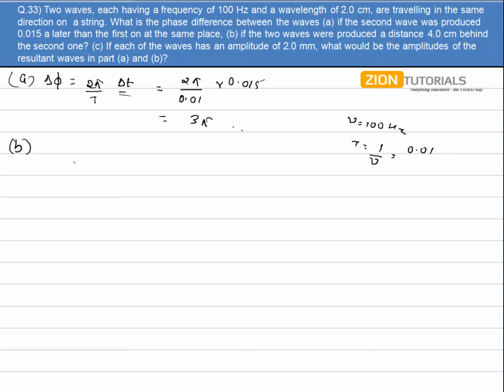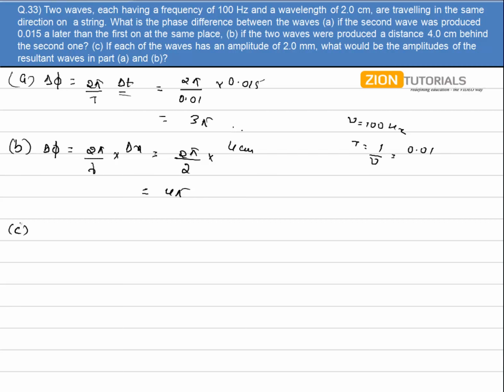In the second case, if the two waves are produced at a distance of 4 cm behind the second one, I have a path difference, so the phase difference will be 2π by λ into Δx. The value of λ is given as 2 cm and Δx is given as 4 cm. So it comes out to be 4π.